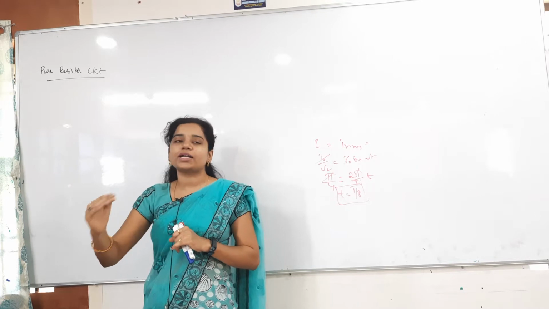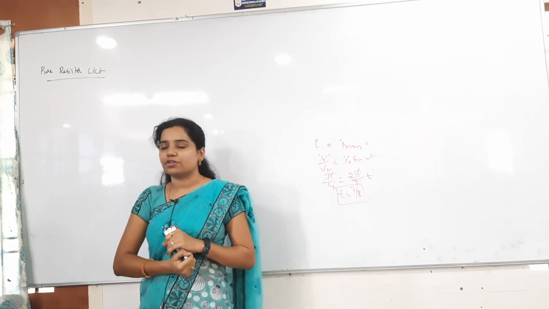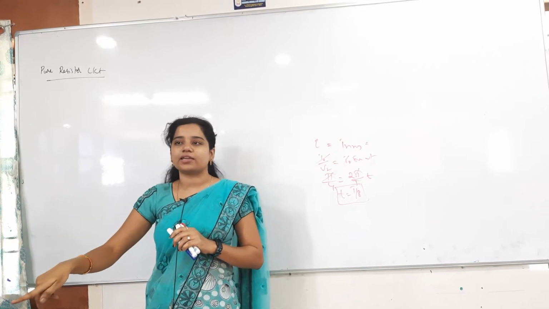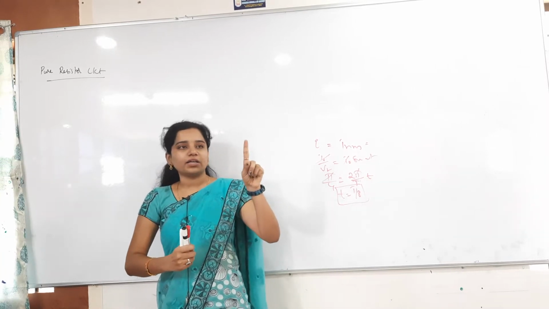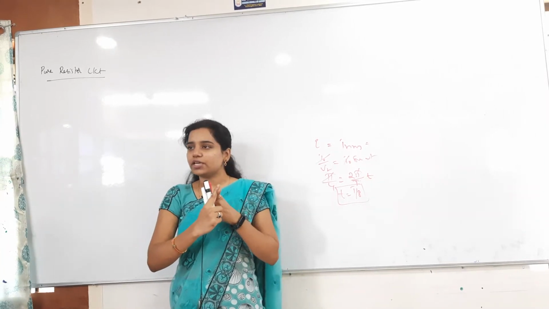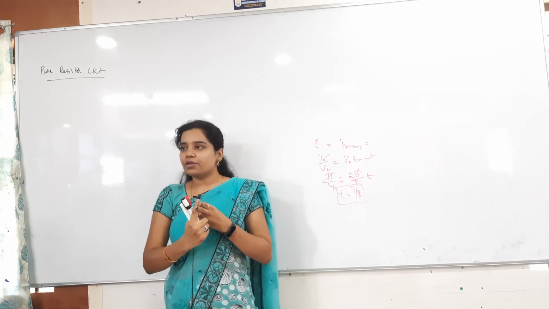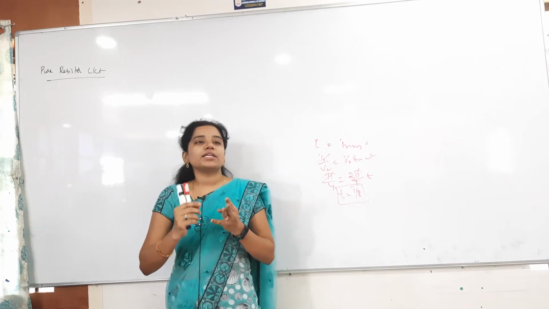Leading is nothing but omega t plus pi by 2; lagging is omega t minus pi by 2. For example, if voltage is leading, then automatically current is lagging. Both are the same. So first, take the EMF, nothing but the AC voltage. From that you derive the current, draw the phasor diagram, and find out the reactance.